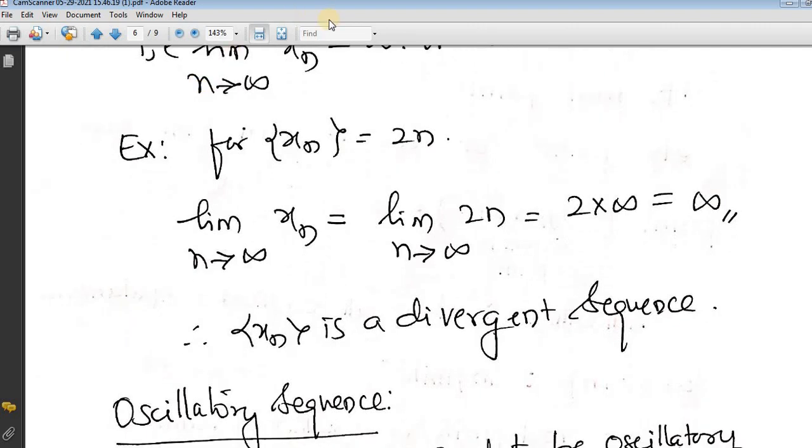Example, xn is equal to 2n. Applying the limit as n tends to infinity of xn, that will become 2n. The value is 2 infinity, this is positive infinity. So the limit value of the sequence xn equal to 2n is plus infinity. Hence this is a divergent sequence.